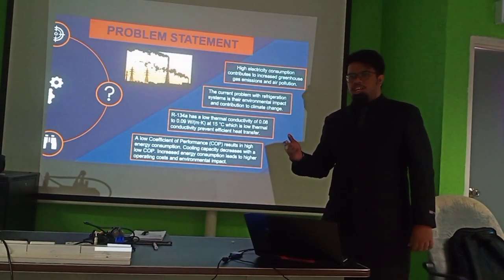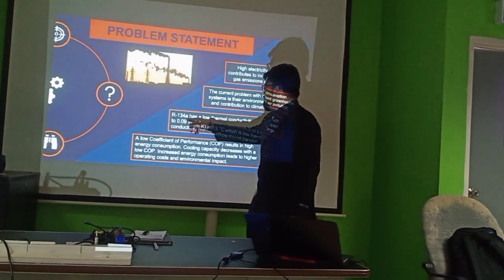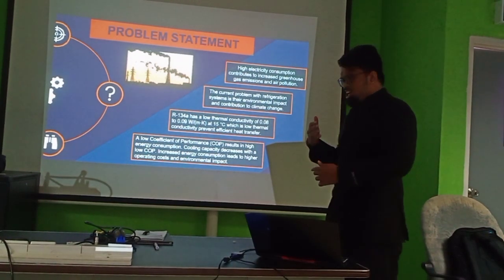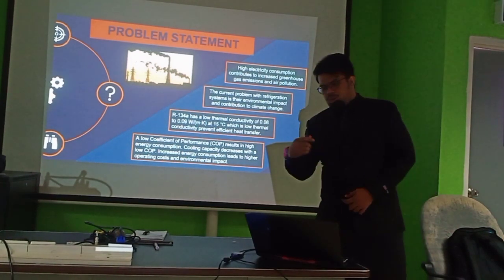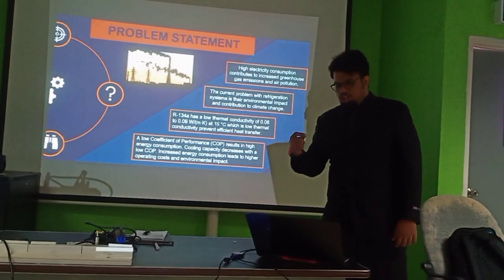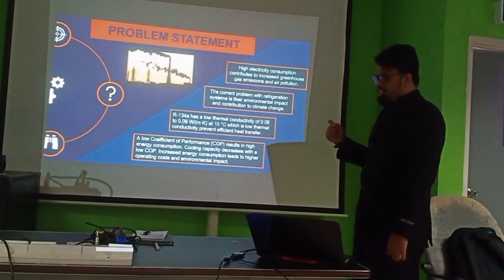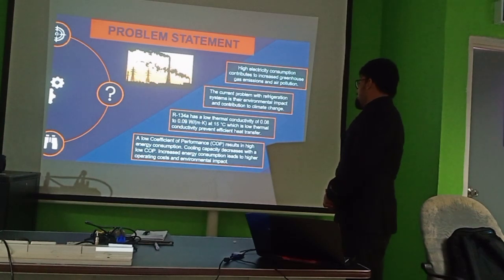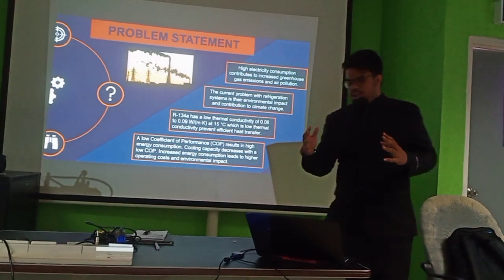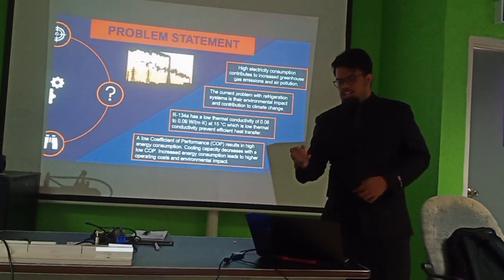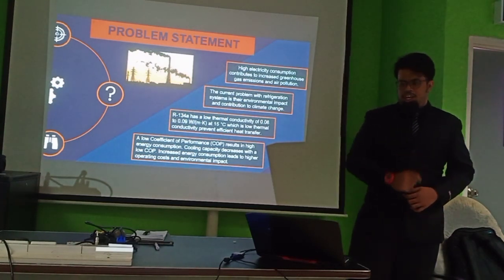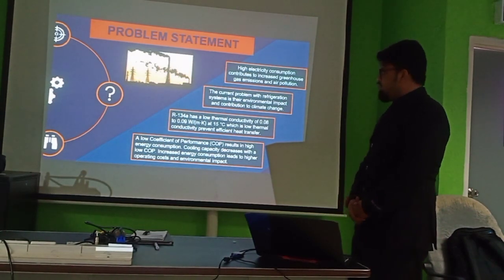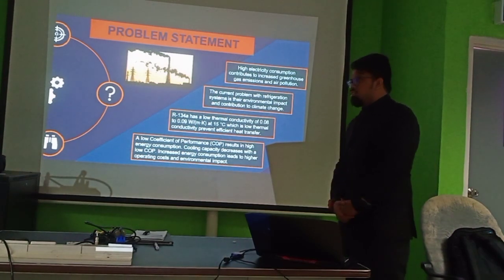Several types of refrigeration system use this type of gas, which is R134A, that have a low thermal conductivity. Low thermal conductivity can cause, prevent efficient heat transfer.